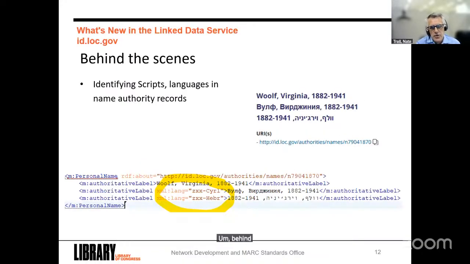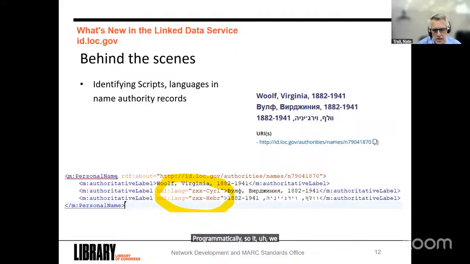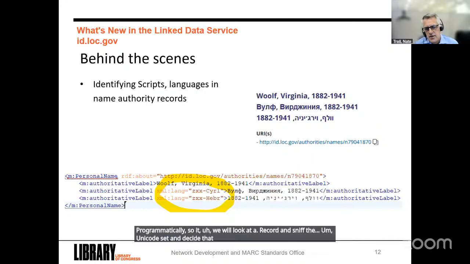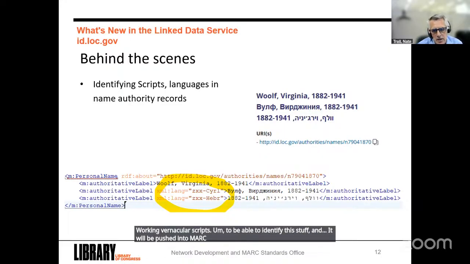Behind the scenes, we're doing some stuff with language scripts. In the name authority file, you don't have script and language tags, but we're going through and adding them programmatically. So we will look at a record and sniff the Unicode set and decide that this is a Cyrillic and this is a Hebrew language tag, and we'll put in the language as appropriate. This is important for our catalogers who are doing more work in vernacular scripts to be able to identify this stuff, and it will be pushed into MARC in the subfield 7 in bib records.